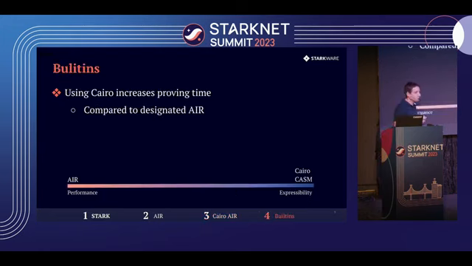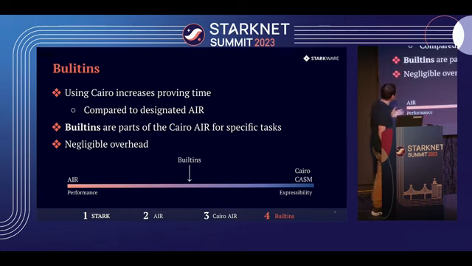Okay, last concept before we see the demo is called built-ins. When we move from a designated AIR to using Cairo and the Cairo AIR, we get expressibility, but we lose performance. And built-ins are a way to mitigate this issue. Built-ins are part of the Cairo AIR that are designed to do specific tasks, like hash functions. And if you use the built-ins, then you have negligible overhead for these specific tasks.